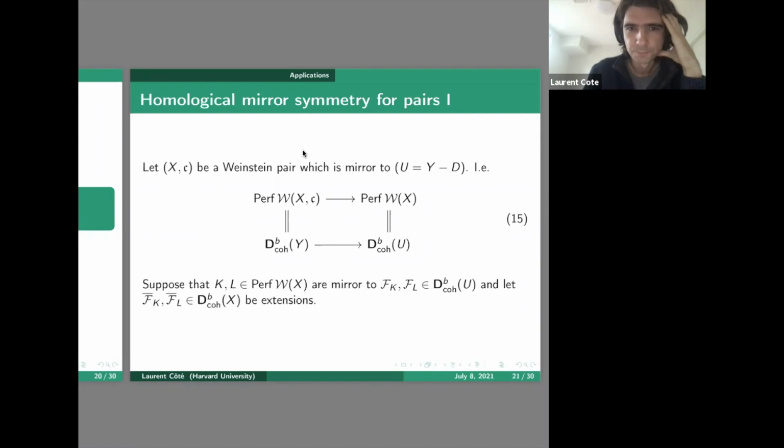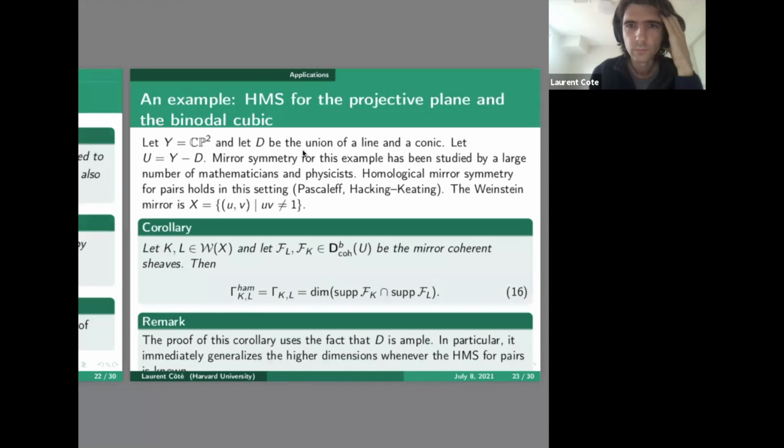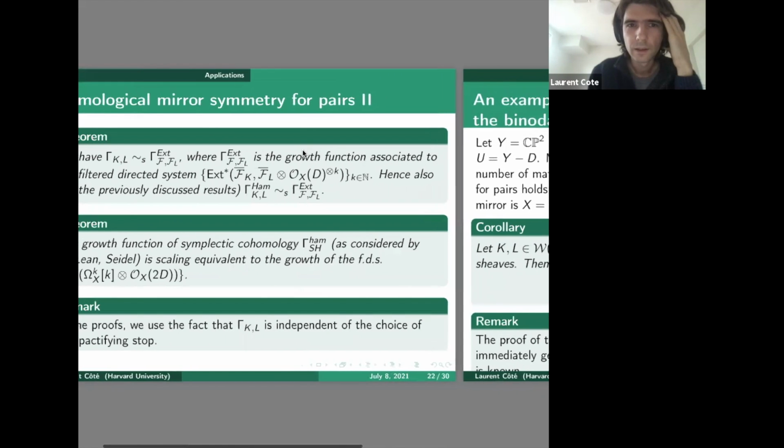Okay, so let's pick a pair of objects K and L in the Fukaya category of X. And let F sub K and F sub L be mirror coherent sheaves in D^b coh of U. And let's pick extensions F bar sub K and F bar sub L. So this by extension, yeah, and there's a typo, it should be in D^b coh of Y.